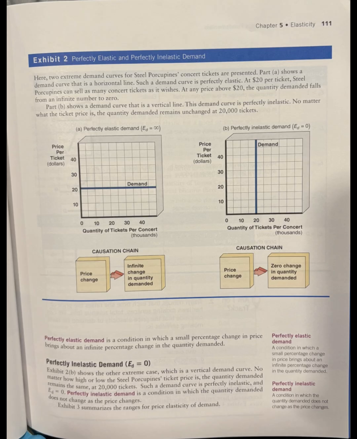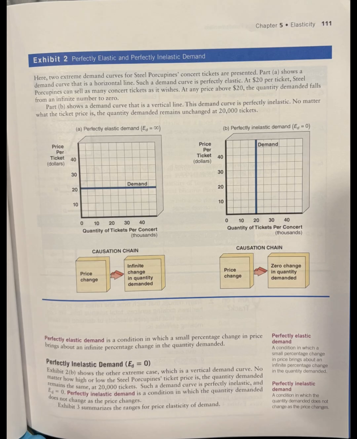Part B shows a demand curve that is a vertical line. This demand curve is perfectly inelastic. No matter what the ticket price is, the quantity demanded remains unchanged at 20,000 tickets. Perfectly elastic demand is a condition in which a small percentage change in the price brings an infinite percentage change in the quantity demanded.